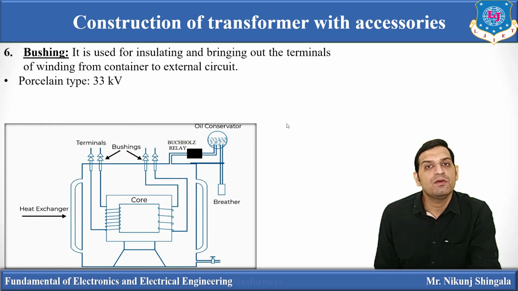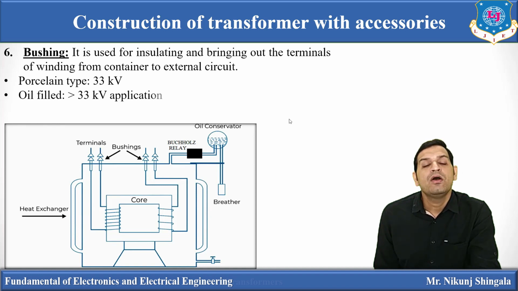There are two types of bushing: porcelain type, which is basically used up to 33 kilovolt applications, and oil filled type bushings, which are used in applications greater than 33 kV.